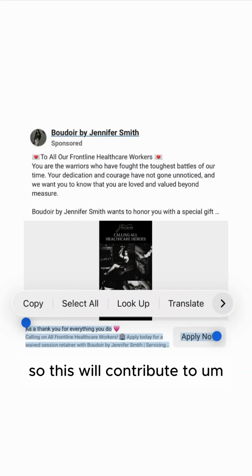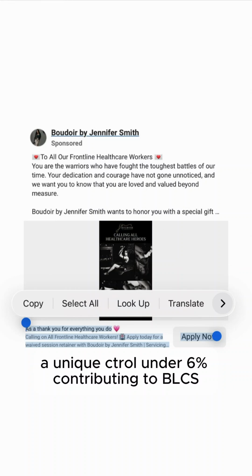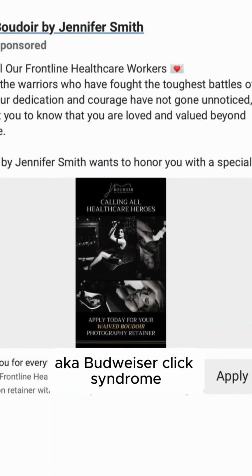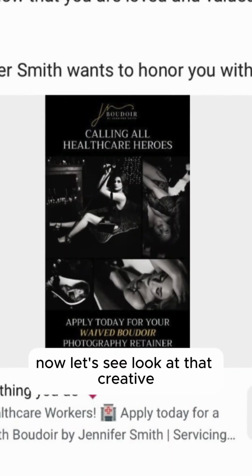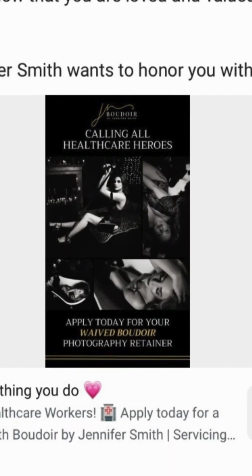So this will contribute to a unique CTRL under 6%, contributing to BLCS, aka Boudoir low click syndrome. Now let's look at that creative.